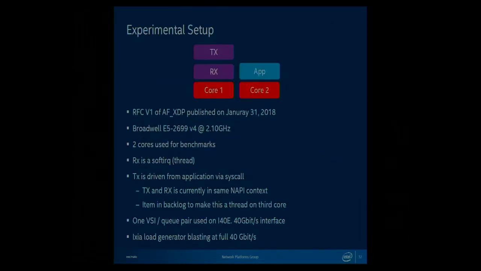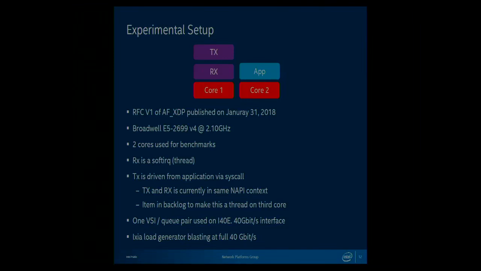Okay, let's look at some numbers. We have this experimental setup here. It's the latest RC that came out Tuesday. It's just on some Broadwell server. We use only 2 cores for these simple micro benchmarks, and the app runs on 1 core. I know this is completely brain dead, but TX and RX run on the same core. Of course, that's not good, but we're going to fix that. It was just a faster way to get to this point. TX, of course, should run on its own core, but it doesn't at this point.